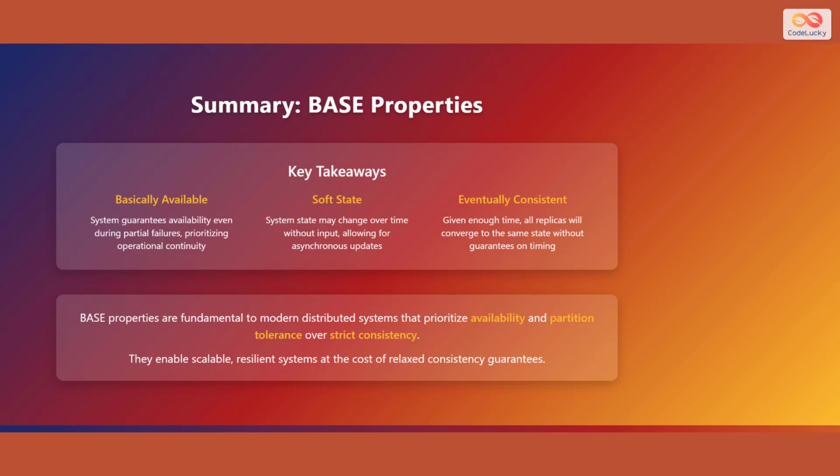Let's summarize the key takeaways about BASE properties. First, basically available means the system guarantees availability even during partial failures, prioritizing operational continuity. Second, soft state means the system state may change over time without input, allowing for asynchronous updates. Third, eventually consistent means that given enough time, all replicas will converge to the same state without guarantees on timing. BASE properties are fundamental to modern distributed systems that prioritize availability and partition tolerance over strict consistency. They enable scalable, resilient systems at the cost of relaxed consistency guarantees.